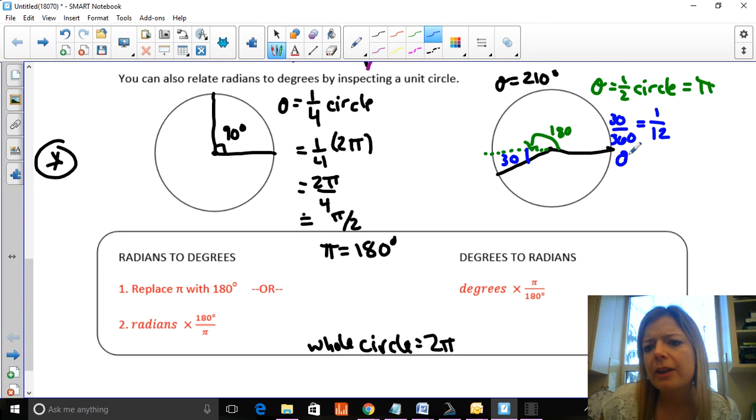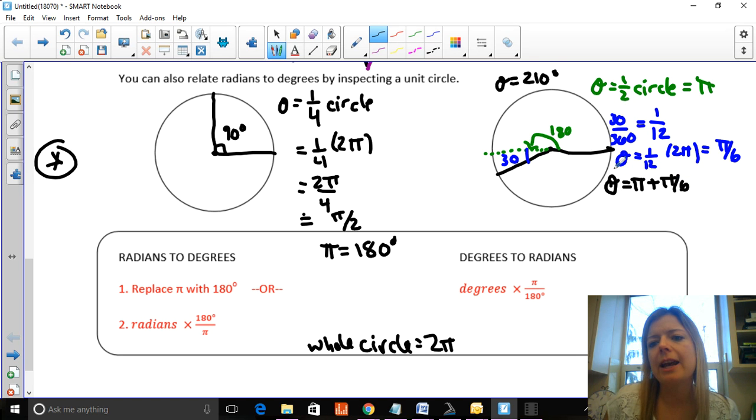So therefore my theta is going to be 1/12 of 2 pi, which is 2 pi over 12, so pi over 6. So my whole angle, 210, is just my pi plus my pi over 6, my 180 degrees plus my 30 degrees. If you put that with a common denominator of 6, you get 6 pi over 6 plus pi over 6. So you get 7 pi over 6. So 210 degrees is 7 pi over 6 radians.